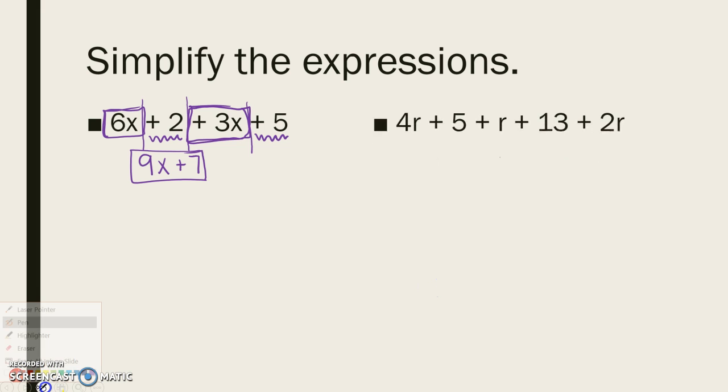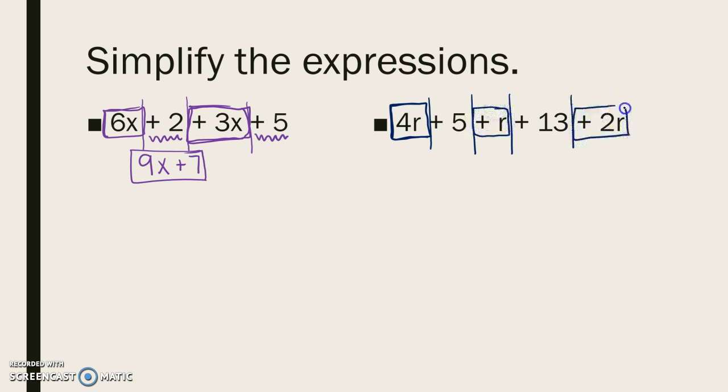The second problem has 5 terms. Again, we need to separate our terms first. I'm going to put a box around my first term for r. So I'm looking for any other terms that have an r. So actually, we can box this plain r here and this 2r here.